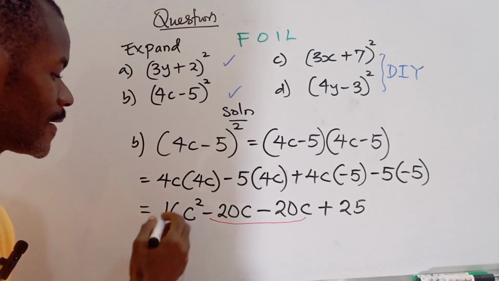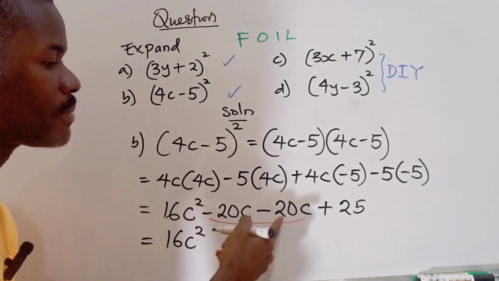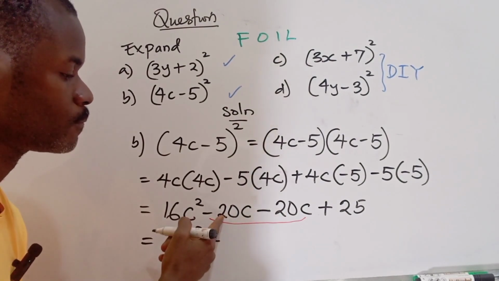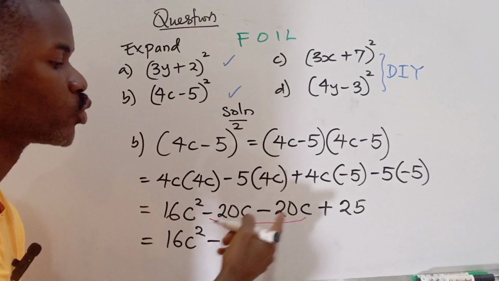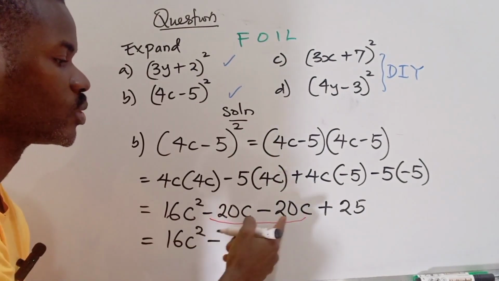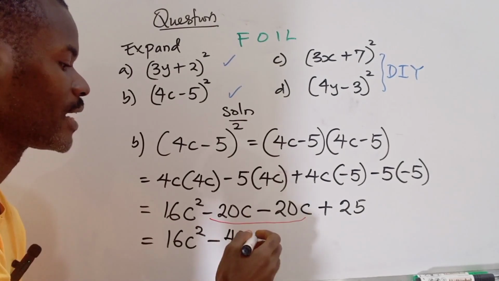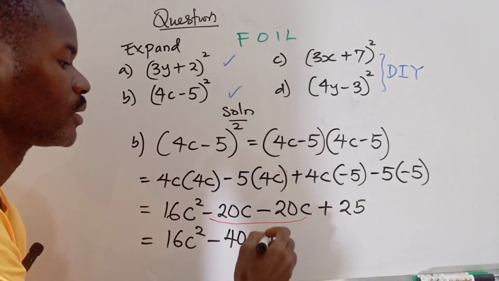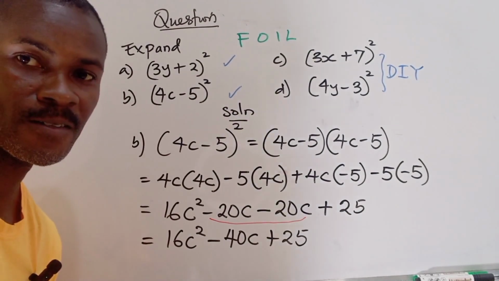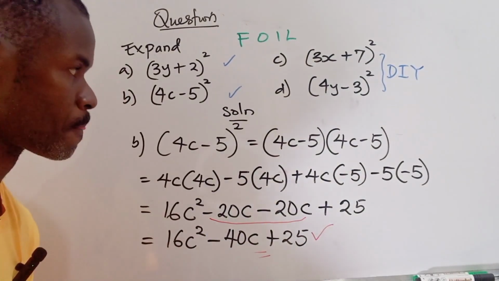So our final answer here is 16c squared. Now minus 20 minus 20: since we are dealing with the same signs, we add the numbers. 20 plus 20 is 40, and we have c. Finally, plus 25. So this gives us the solution to this simple problem.